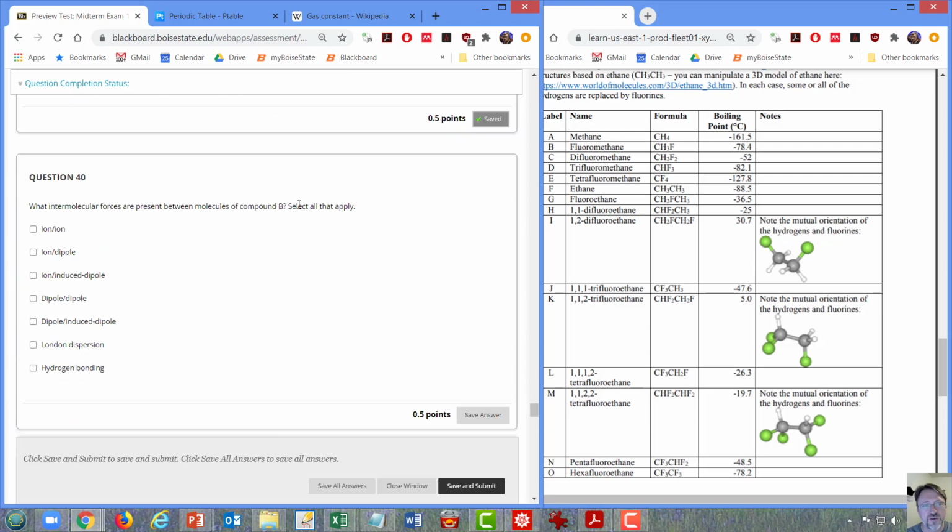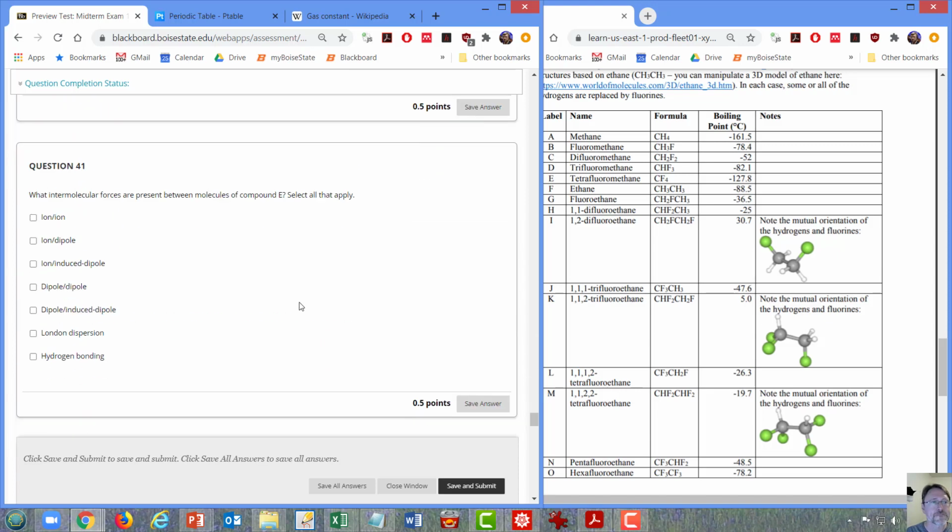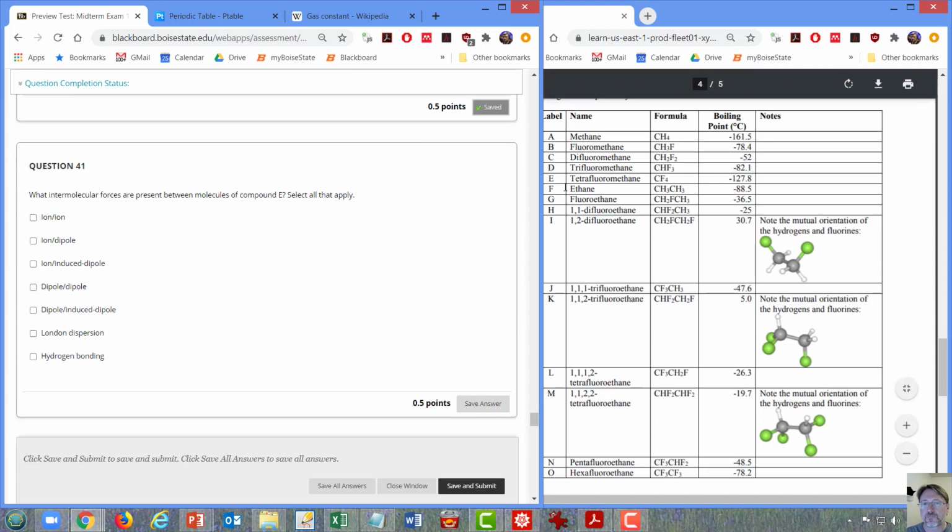But what intermolecular forces are in compound B? Okay, one of the bonds is now different. That means this is going to have a dipole moment, especially given that fluorine is so electronegative. So this is going to have dipole interactions. It's going to have dipole-induced dipole interactions and London dispersion forces. Compound E. E, all 4 bonds are the same this time.